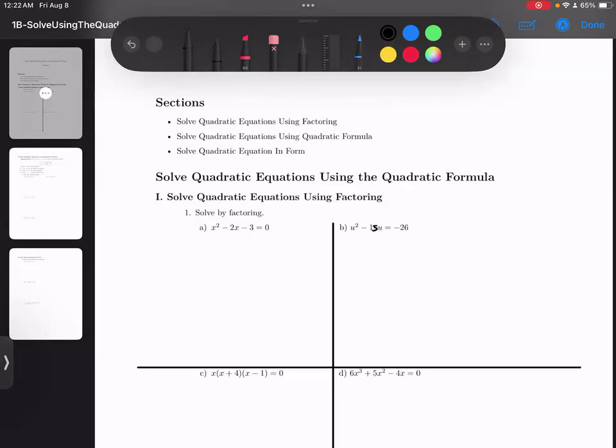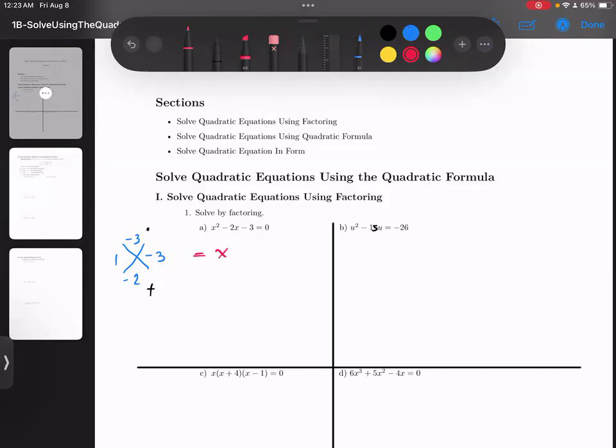Solve quadratic equations using factoring. Here I have x squared minus 2x minus 3. As you can see, the coefficient of x squared is 1. So remember what I said, when the coefficient of x squared is 1, the leading term is 1, use guess and check. It's fast, right? So what you're going to ask yourself is, two numbers multiply to -3 and add to -2. That will be negative 1 and -3, right? 1 times -3 is -3, and then 1 plus -3 is -2.